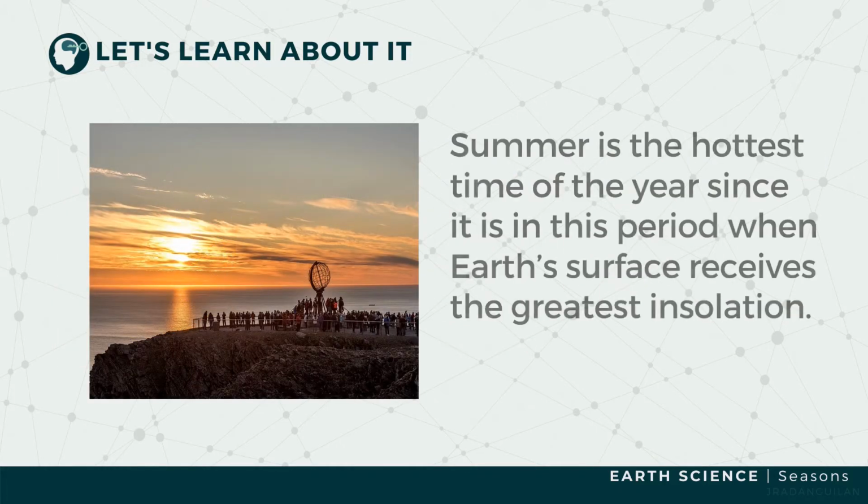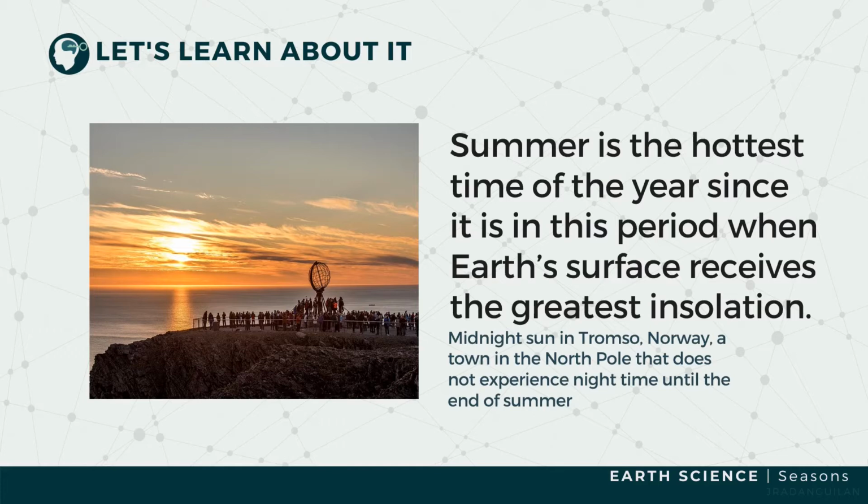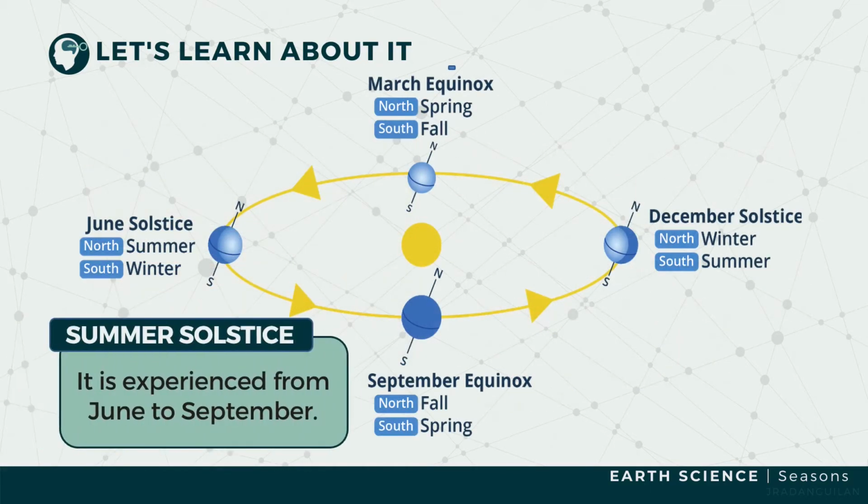Summer is also the hottest time of the year since it is the period when Earth's surface receives the greatest insolation. It is experienced from June to September. During summer, areas near the North Pole receive constant sunlight, and these areas do not experience nighttime until the end of summer. When the North Pole points away from the Sun, the noon altitude is lowest in the northern hemisphere.